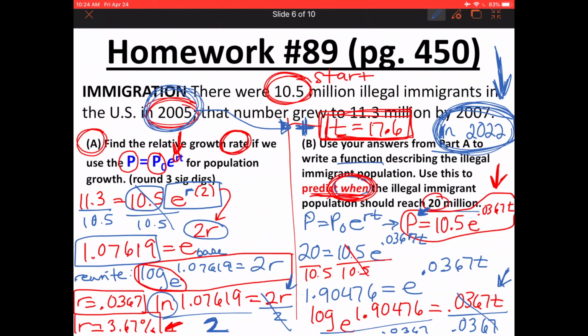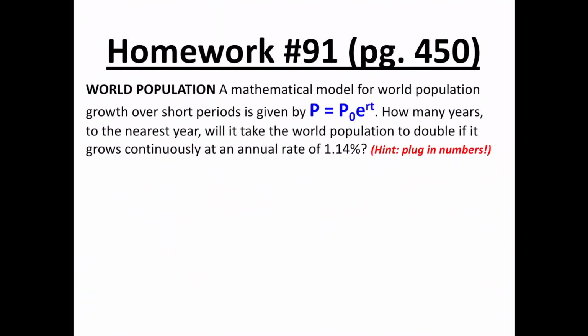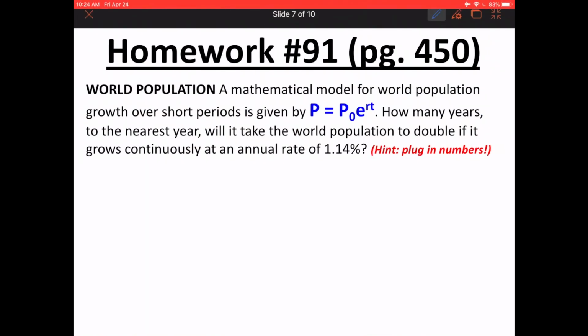And that's how it's going to show up on your test. All right? So we're halfway done. 2 out of the 4 examples. And this was the long one. 2 parts. All right, our next example here. A mathematical model for the world population growth over short periods is given by p equals p sub 0 e to the power of rt. How many years to the nearest year will it take the world population to double if it grows continuously at an annual rate of 1.14?